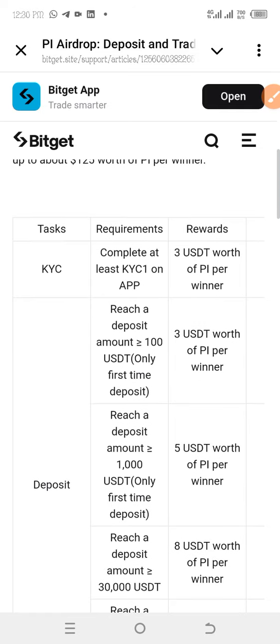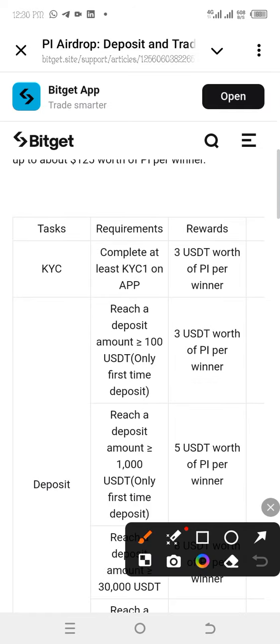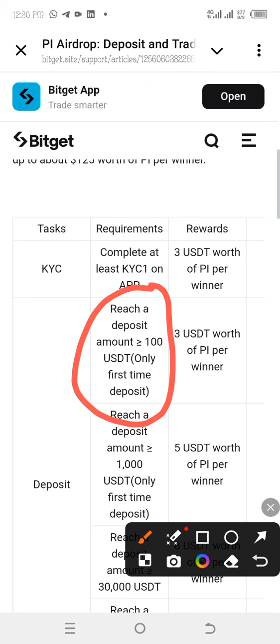The second option here is if you deposit $100 worth of USDT. You are going to win 3 Pi again, making it 6 Pi. This is so crazy for new members alone who register from the 14th to the 3rd of March. So this is how we are going to make it.